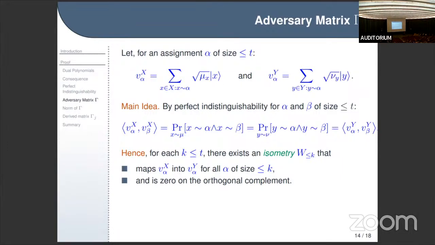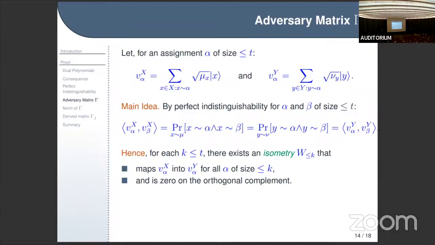And by perfect indistinguishability, you can take a look at what this means. This means here that x, alpha and beta are either contradictory, in which case the probability is 0. If they are not contradictory, they give an assignment of size at most 2t.